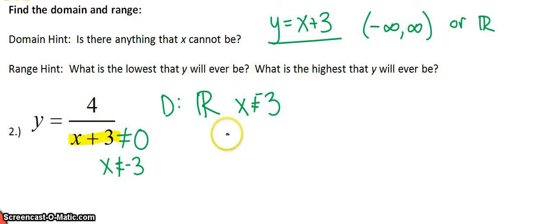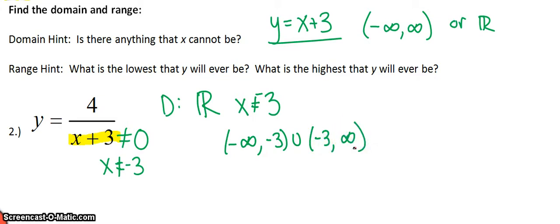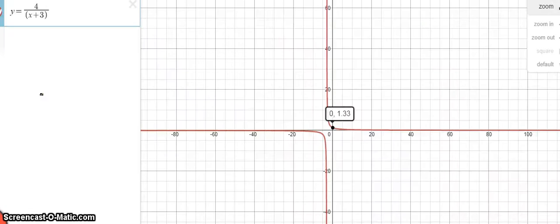You could also write this in interval notation from negative infinity to negative 3, and the union of that with negative 3 to infinity. Notice my negative 3 is not included. As far as the range goes, you want to know what the lowest that y will ever be is and what the highest that y will ever be is. Since at this point in your math careers, you may not know what this function looks like just by graphing by hand, I'm going to pull up my graphing calculator and kind of show you what's going on here.